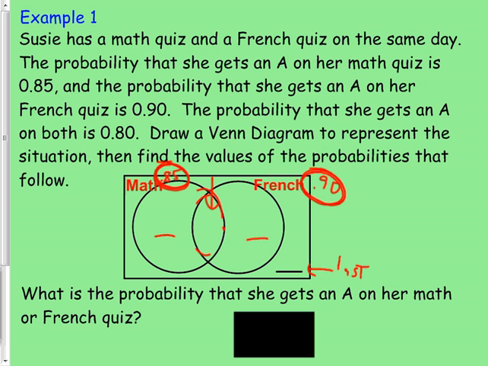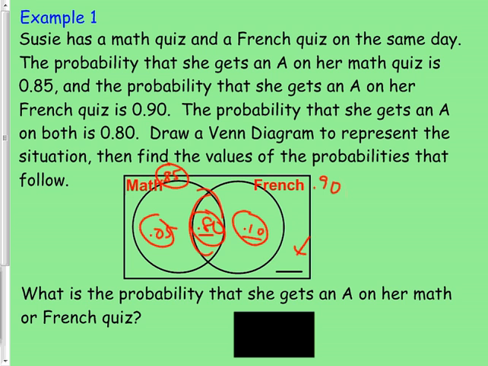Okay? Now, if we actually have all the numbers in here, which again was, I better replace them, sadly. Here, I'll just hit backwards. There we go. Now I can answer the question. What's the probability she gets an A on her math or French quiz? Ooh, or. Does or mean a big answer or a small answer? Big answer. So what do you think?